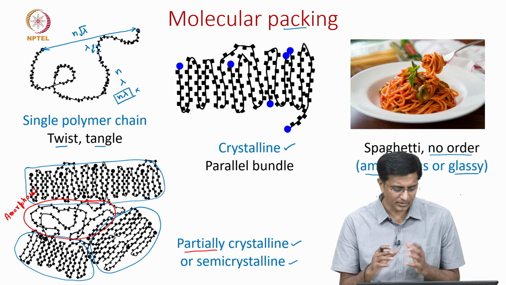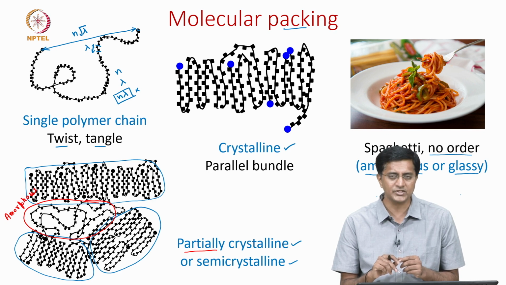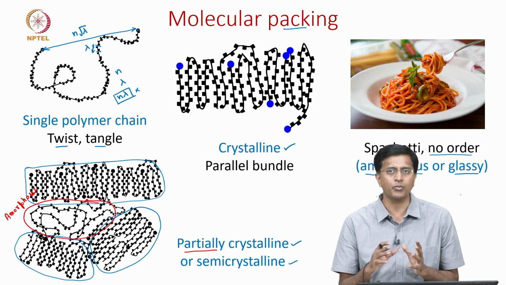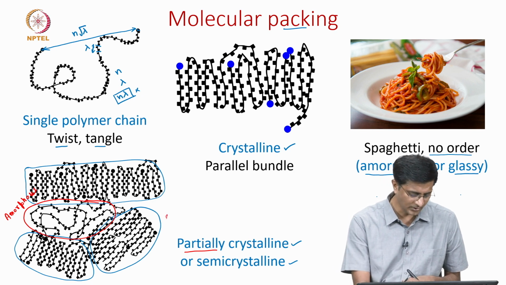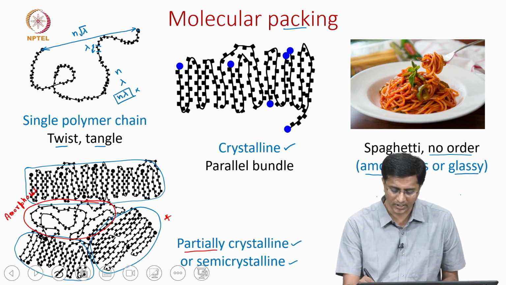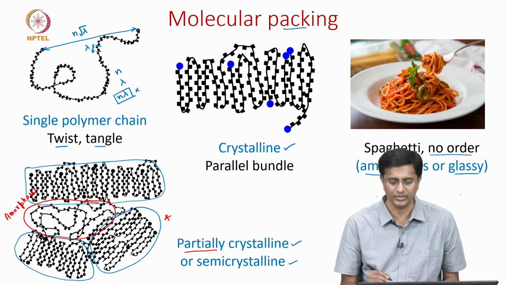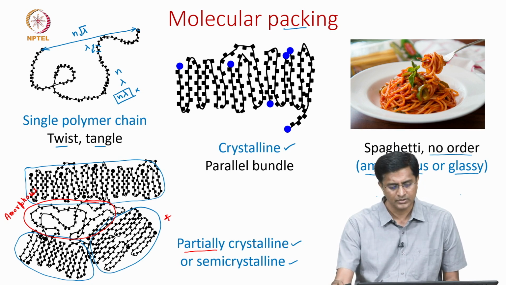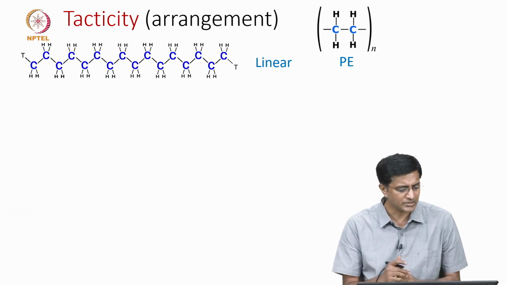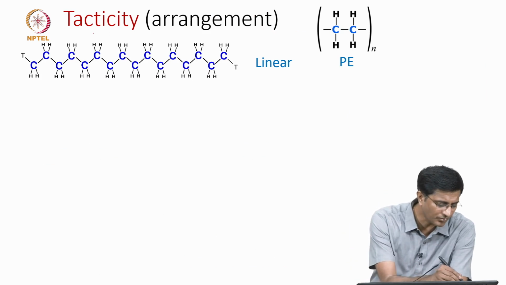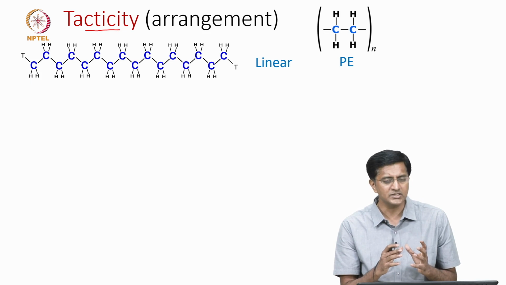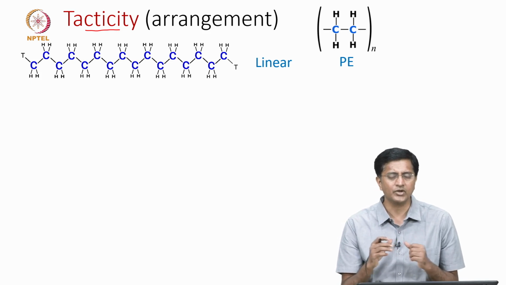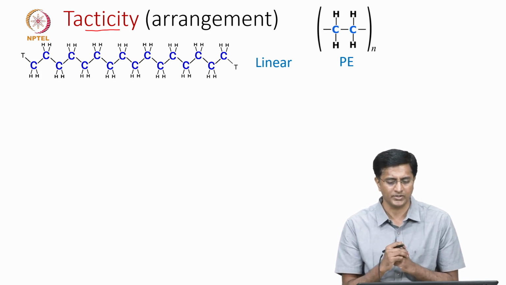So, in the coming slides what we will see is, in addition to the chemical structure, there are other aspects of the polymer which decide whether the polymer takes a partially crystalline form like what we have seen here, or whether it takes an amorphous form as shown here. So, for that let us start looking at this concept of tacticity. What tacticity means is, it talks about the arrangement of atoms in the monomer.